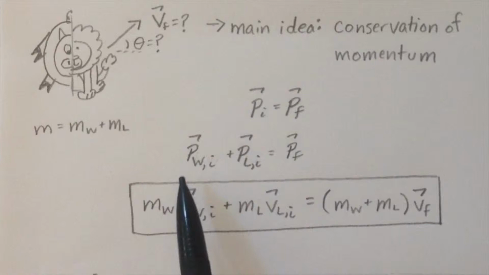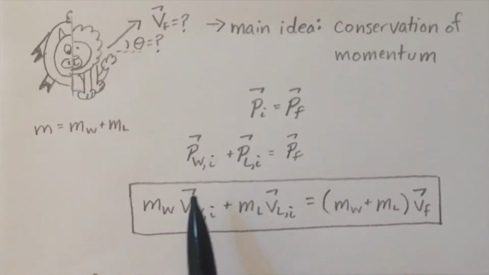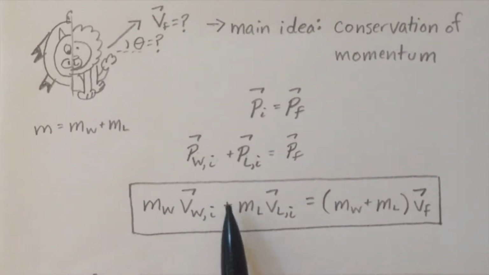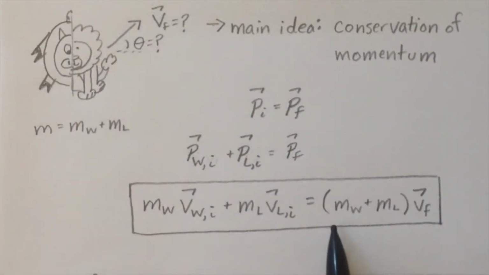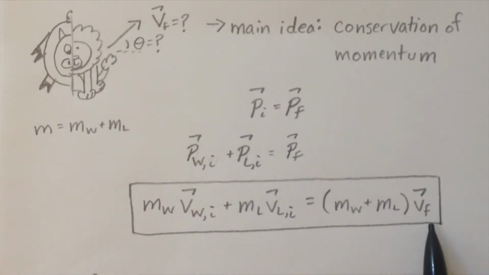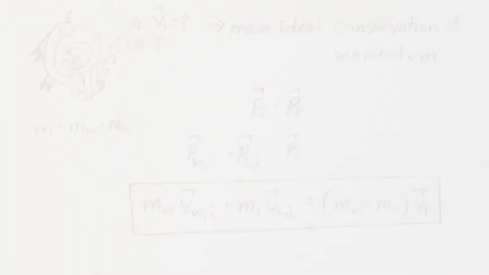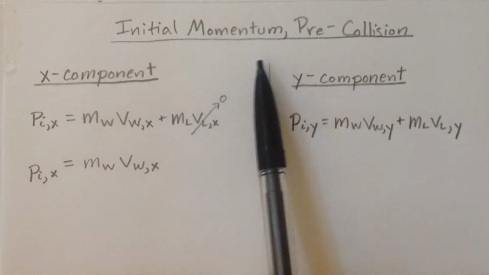In this initial system, the lion and the warthog each have their own momentum, and we can write that as the mass of the warthog times the initial velocity of the warthog plus the mass of the lion times the velocity of the lion when it was initially just sliding. The momentum for this object here is then the mass of the warthog plus the mass of the lion, because we can treat the lion and warthog as one object, times this velocity, which we're going to want to find.